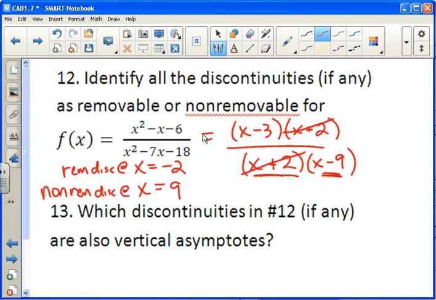Now 13 then asks which discontinuities in number 12, if any, are also vertical asymptotes. Well, if you remember, vertical asymptotes are the discontinuities that cannot be canceled out. So x equals 9 is a vertical asymptote. And just for your information, that would make negative 2 a hole.